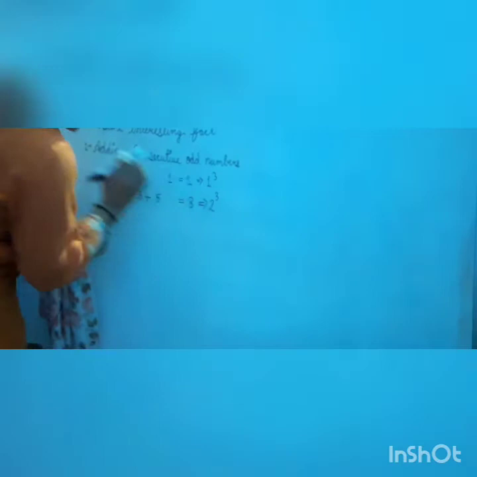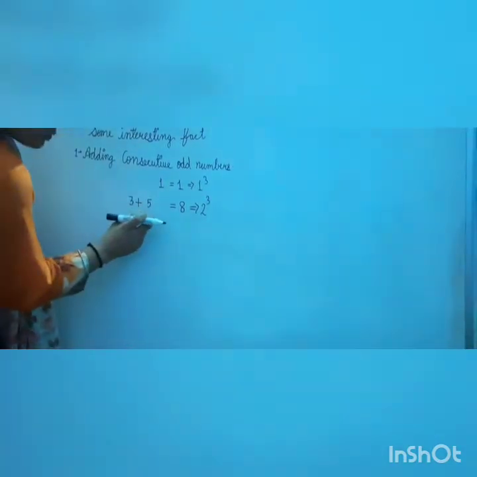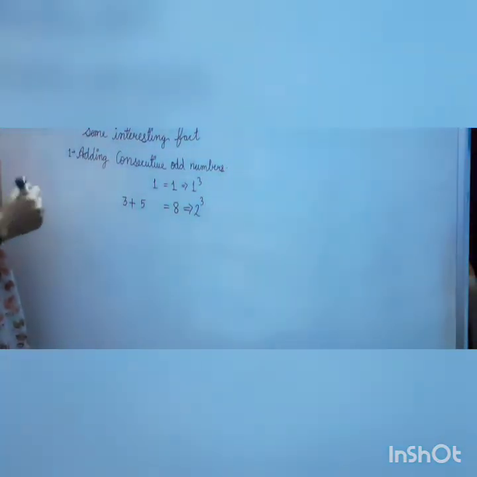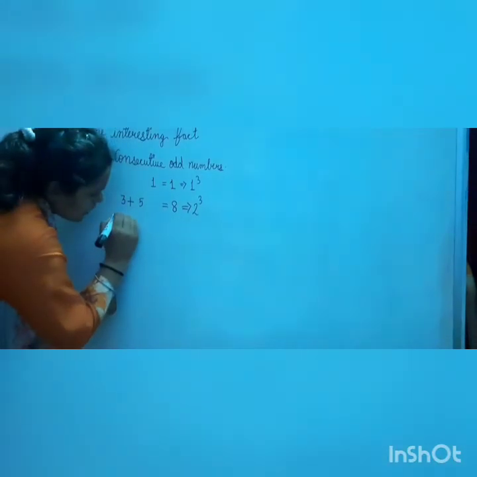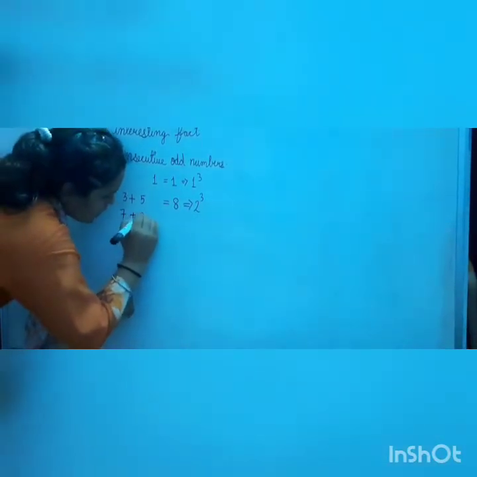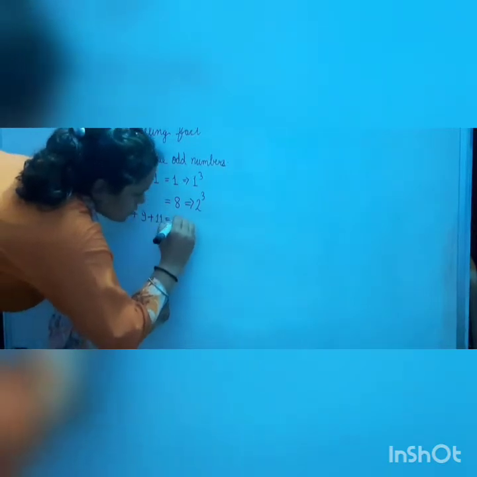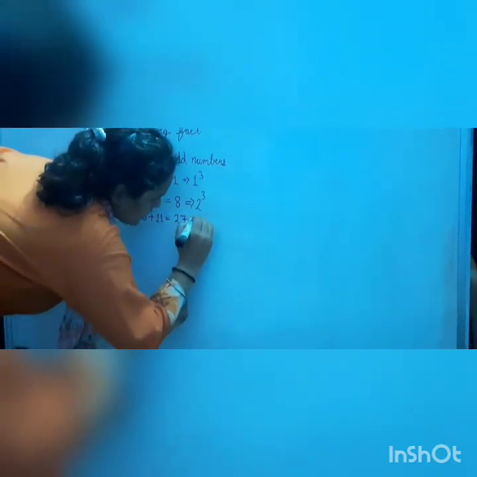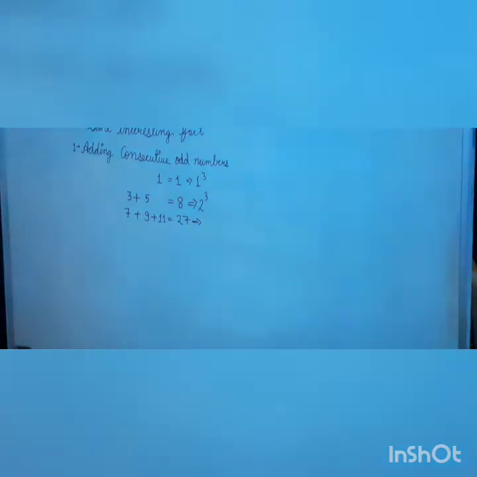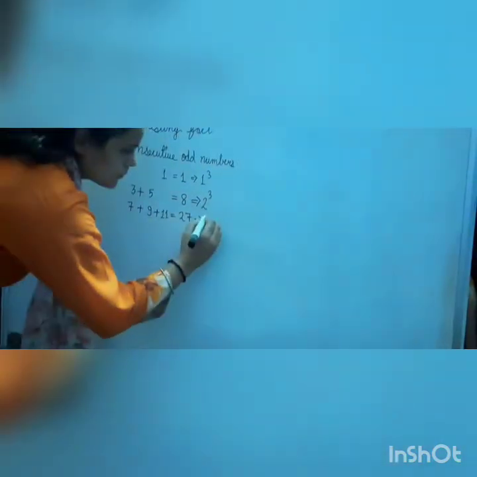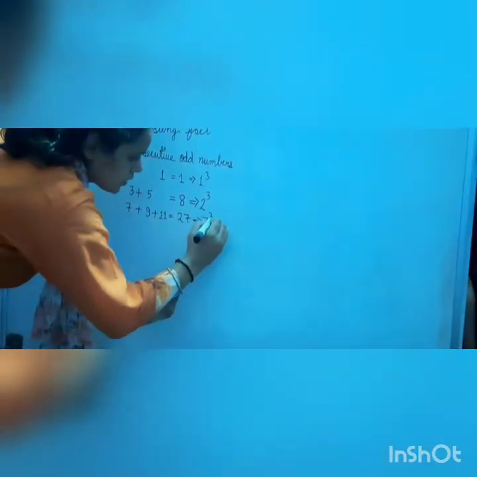First you have to take one number. After that you have to take two numbers. Now you have to take three numbers, like 7 plus 9 plus 11. It equals 27. You know that 27 is the cube of 3. So it means 3 to the power 3.